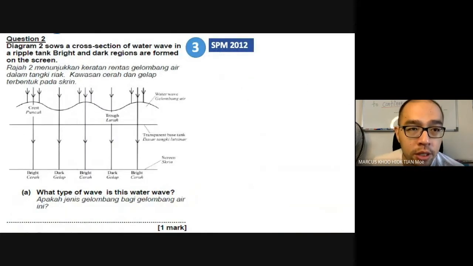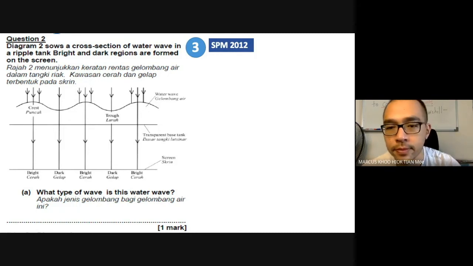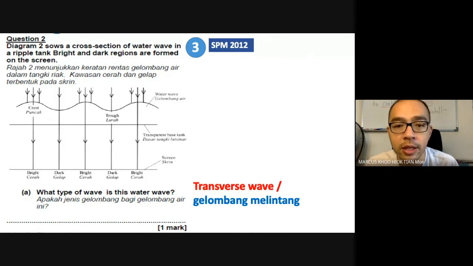All right, question number 2. What type of wave is this water wave? Aerial, transverse, or longitudinal? Okay, this will be transverse wave. Very good. In bahasa Melayu it is called gelombang melintang. Although I don't understand why they say melintang, but it's okay.